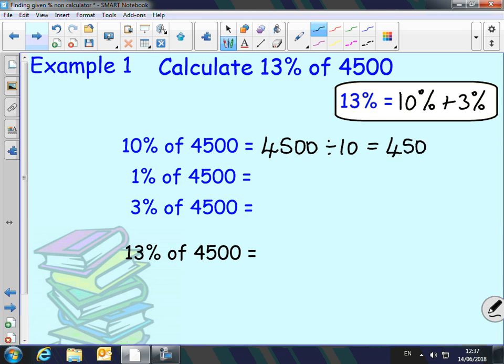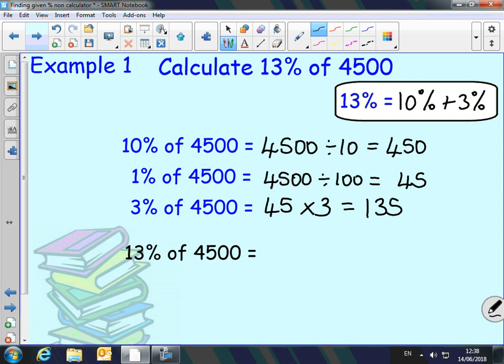Then to find 1% of 4,500, we're going to divide by 100. Move everything 2 places to the right, so that would give you 45. So we now know 1%. To get 3%, we take our answer of 45, multiply that by 3 to get 135. Our final answer to calculate 13%, we're going to take the answers from 10% and 3% and add them together, so we have 450 plus 135 to give you your final answer of 585.